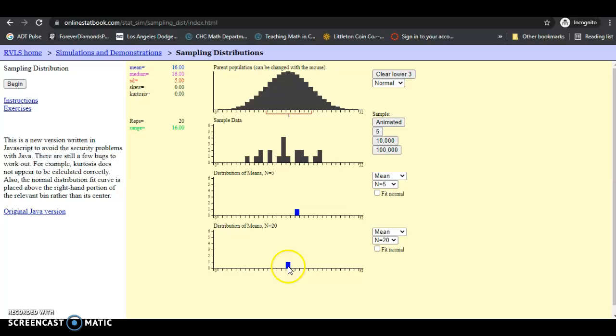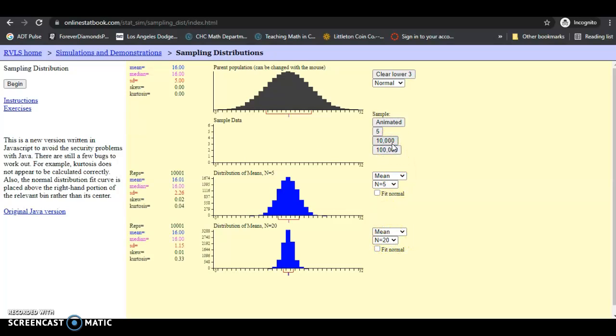So for a sample size of 20, this is our sample mean. The quicker way to do this is to click on either 5, 10,000, or 100,000, which will take random samples of each size from the population. We already saw how this looked for a sample size of 5, so let's see how this looks for a sample size of 20. Let's do 10,000 samples, then 10,000 more. So we get close to 50,000.